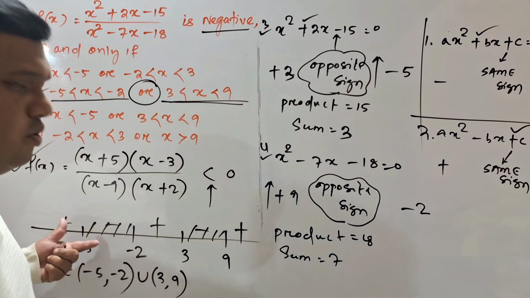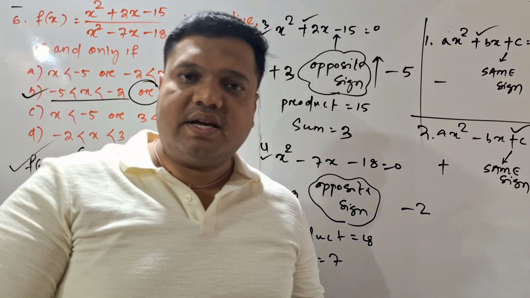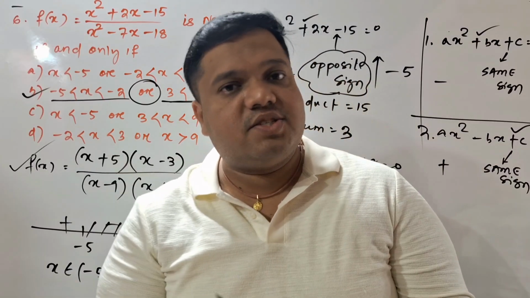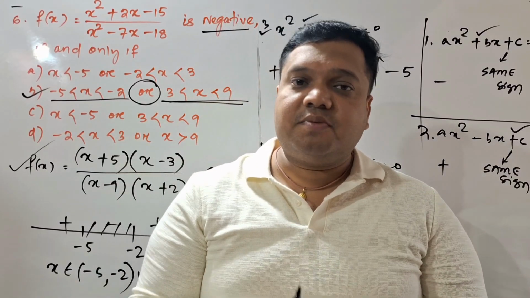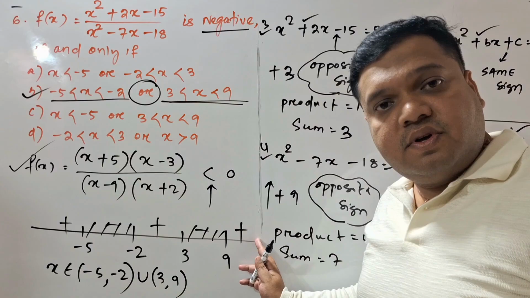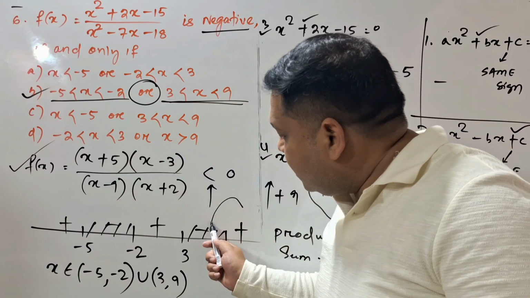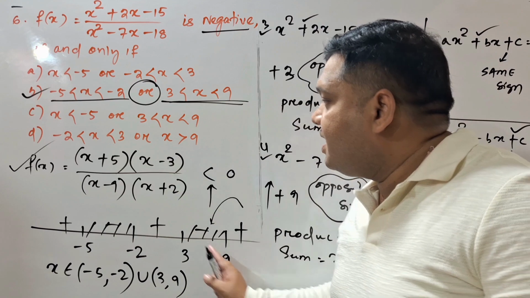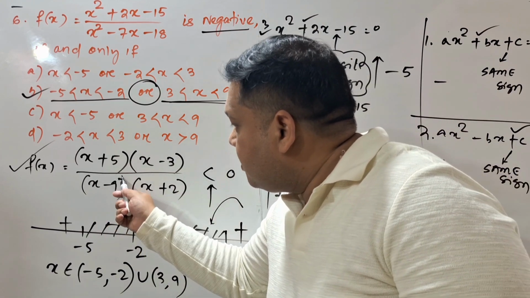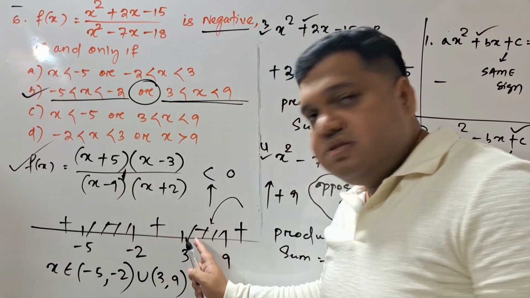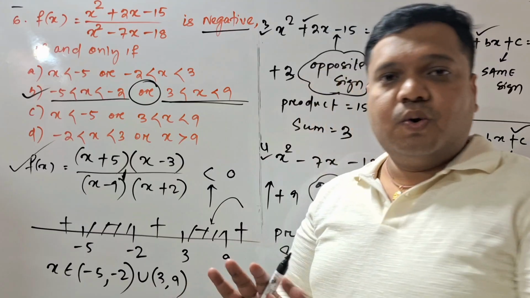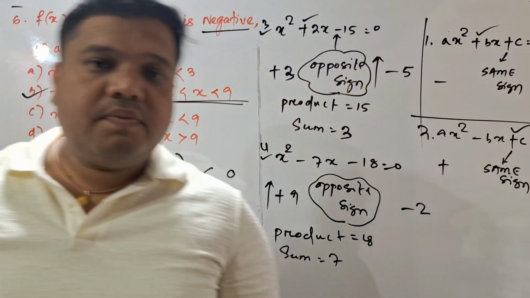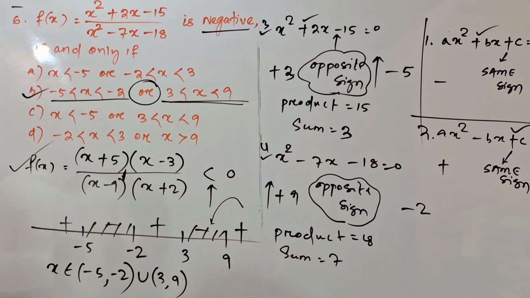Then you follow the steps. Find the critical point. Represent the critical point on the number line. Then you check the standard form. If standard form is satisfied, rightmost region is positive. Then when you jump from one region to another region, you have to check the critical point of this term. If the power is odd, sign will change. If power is even, no sign change. Already we discussed this type of questions and this type of concept. Write it down.